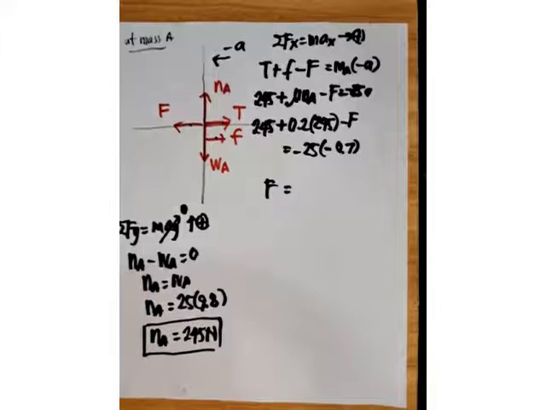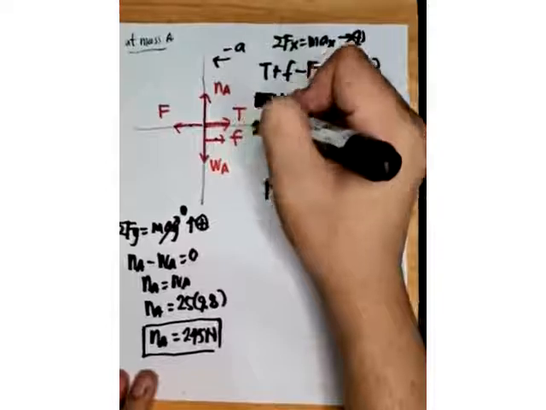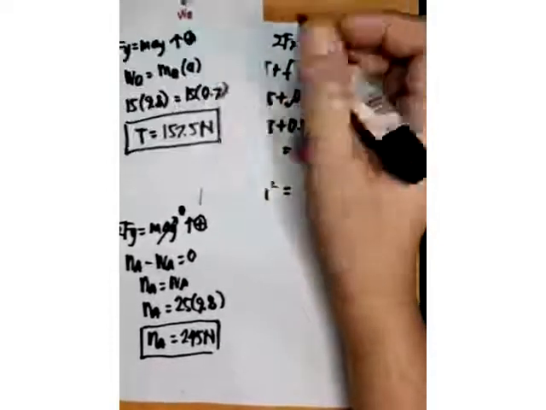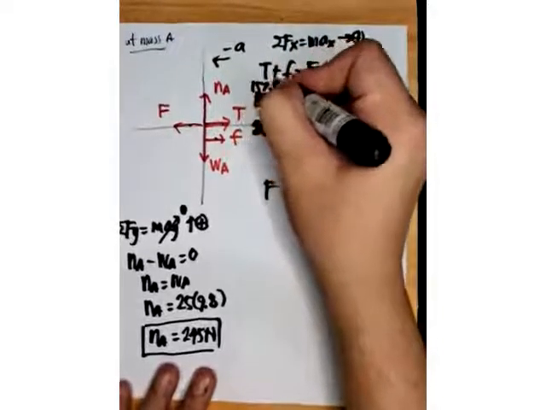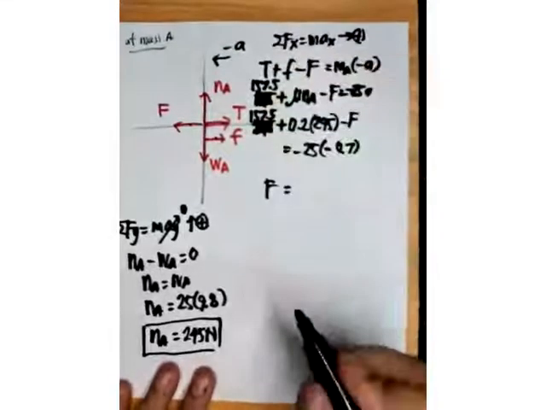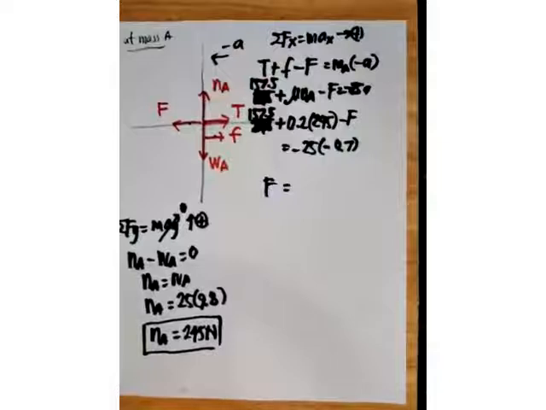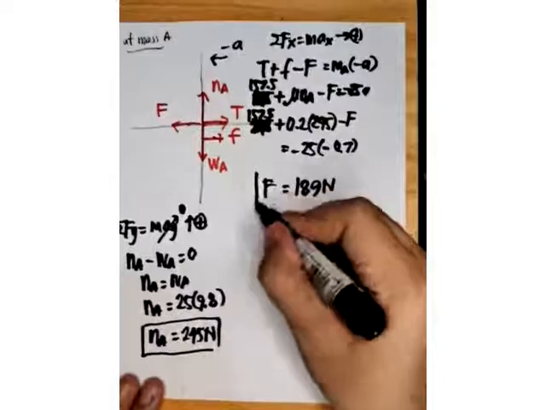Ay, sorry. But tension 245. Hindi naman 245 yung tension. Okay, tension natin is 157.5. Bakit naman? Okay, 157.5. So 157.5 plus 0.2 times 245 minus 25 times 0.7. It's 189 newtons.